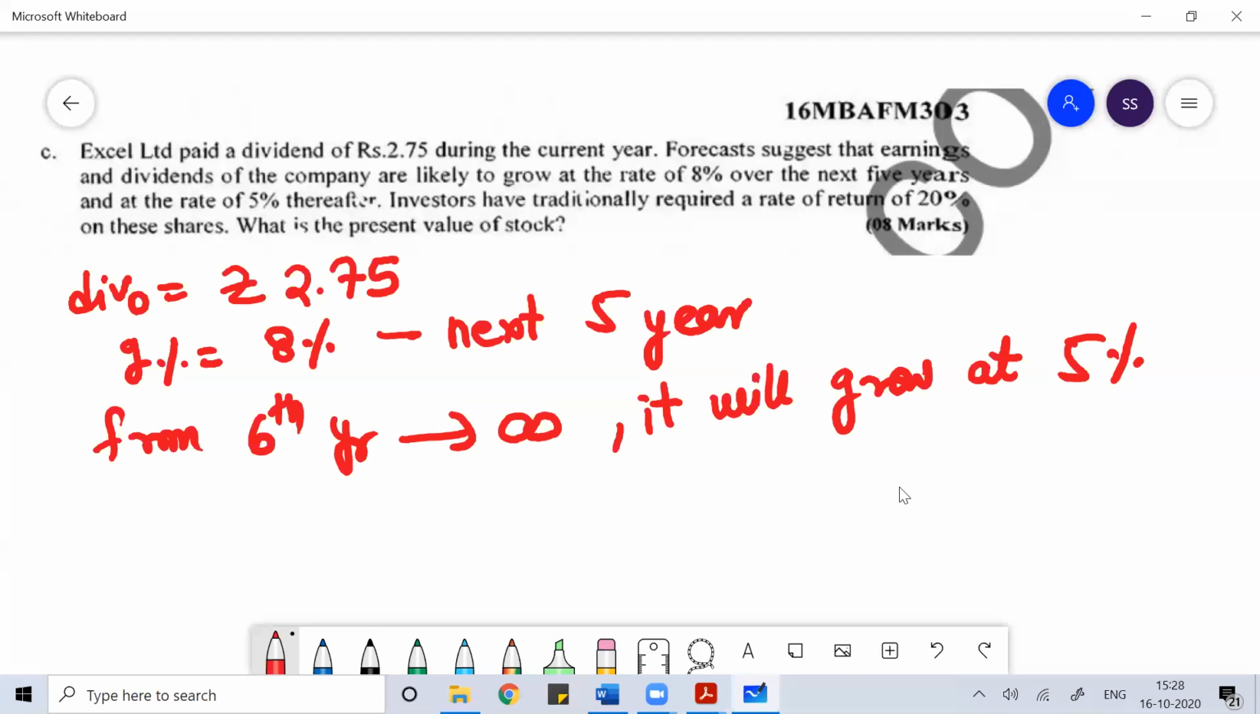Investors have traditionally required a rate of return of 20%, so the cost of equity is 20%. What is the present value of the share? So this is the question. Anyone, any confusion before I start solving this question? Have you understood this question?